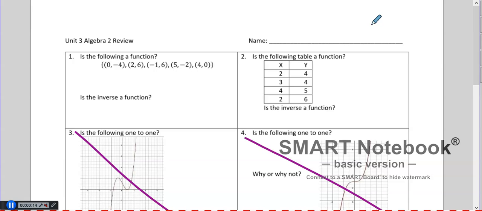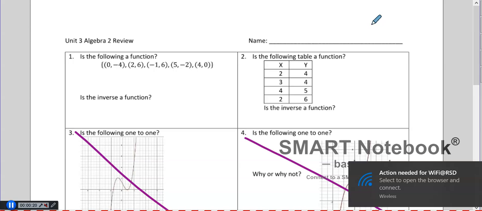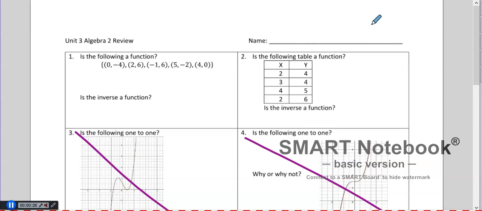So what we look at is, are there any repetitions in x? In other words, here, 0 only gives me -4. 2 only gives me 6. -1 only gives me 6. 5 only gives me -2, and 4 gives me 0. Now, some of you might notice that there are two 6's here, but it's in the y, so that is okay. 2 can give us 6, and -1 can give us 6. All right, as long as the x's don't repeat.